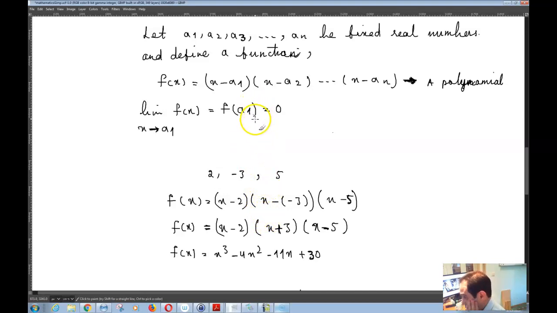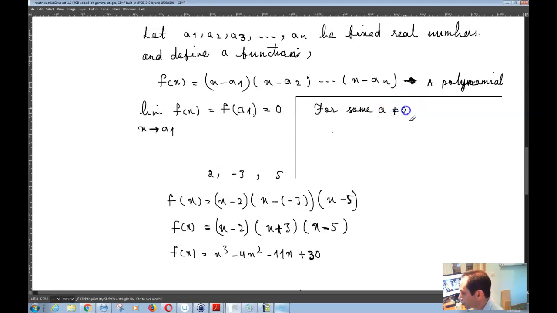So that's one thing. And the second question that we have is, for some a not equal to a1 or a2 or a3 all the way up to a of n, compute the limit of f of x as x tends to a.